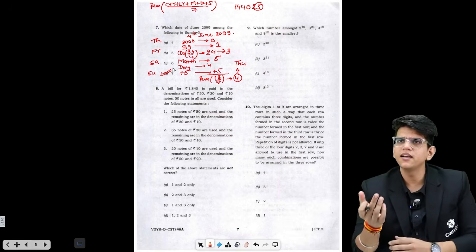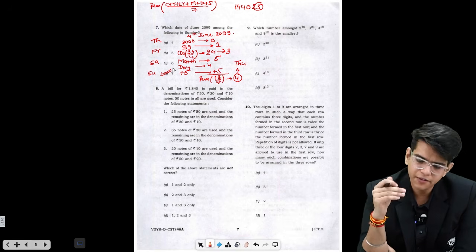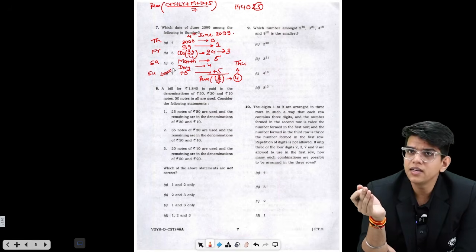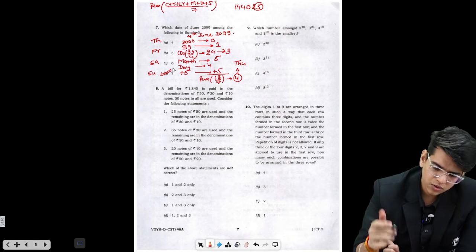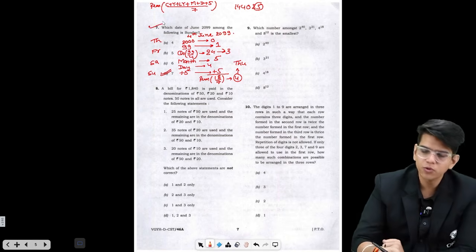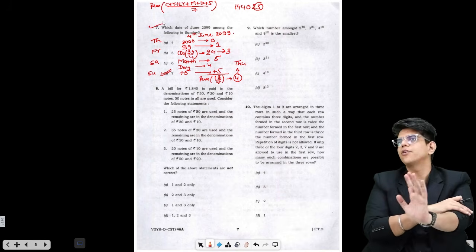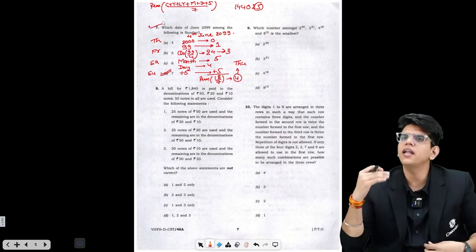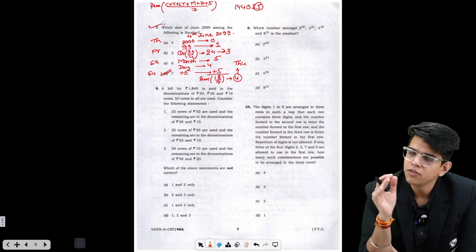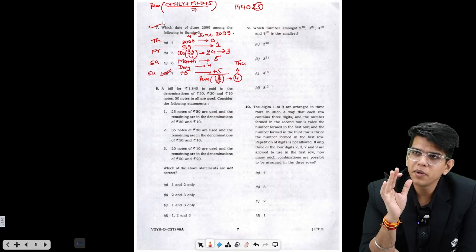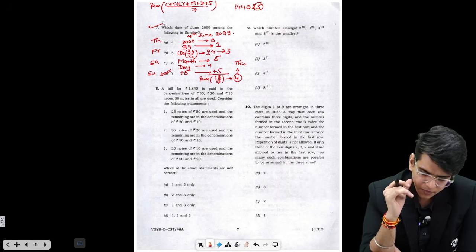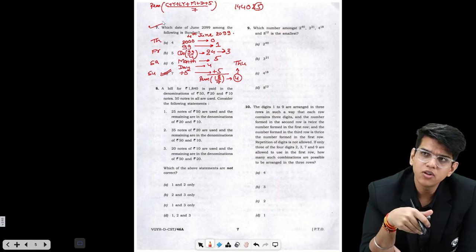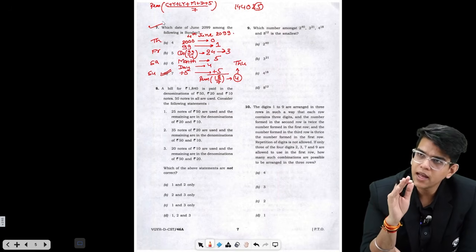You can check it. You can Google this date, 7th of June 2099, and you will get that it is a Sunday. So this is also a very easy question. If you know how to apply this formula, you can calculate the day on any given date. Don't worry, when we drop a video on calendar concepts, I will discuss how to use this formula. Right now I needed to solve this, so I have solved it using that formula.